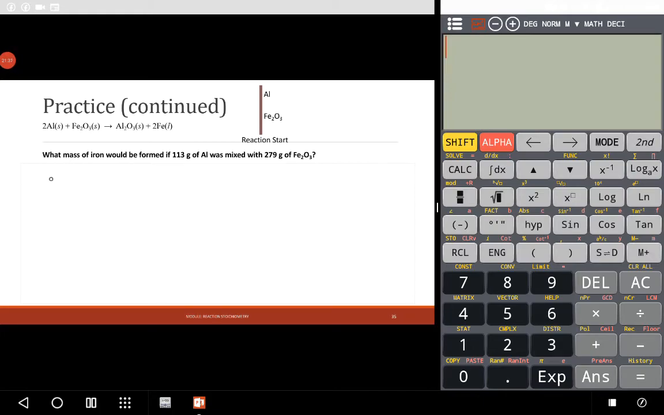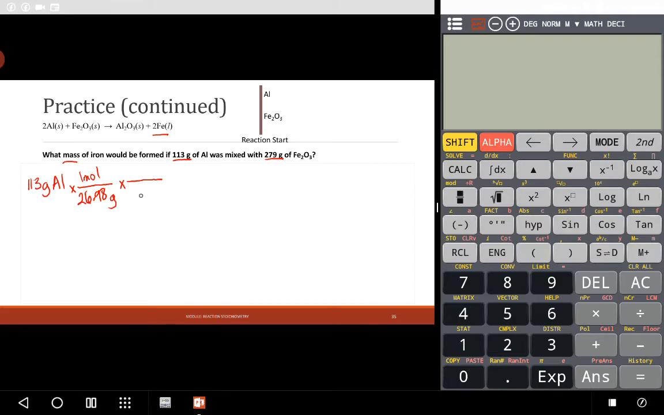Okay, let's do some math. So it says, what mass of iron would be formed if I do this? So it's asking for the amount of a product. So I'm going to do the first method that we talked about because that method might get me to my answer faster. So if I have 113 grams of aluminum and I look at my periodic table, aluminum has a molar mass of 26.98 grams per 1 mole.